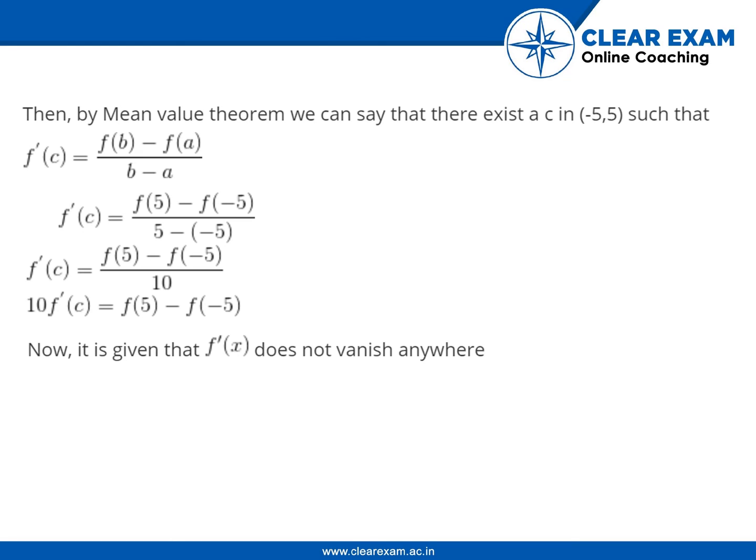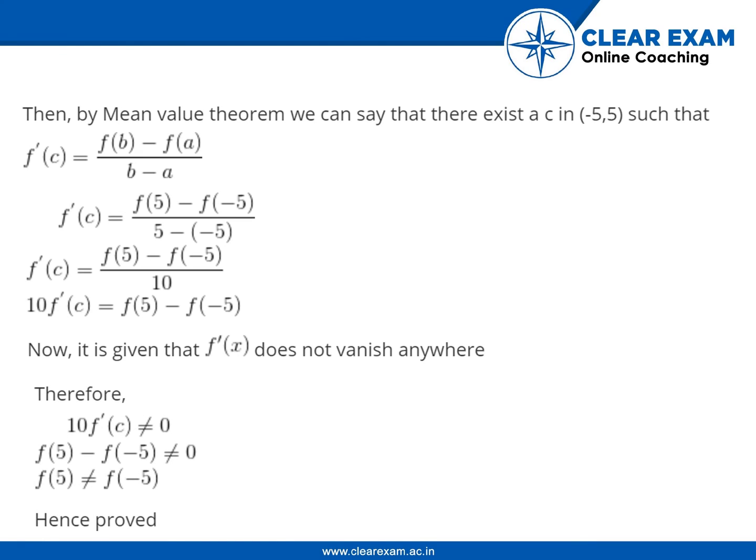Now it is given that f dash x does not vanish anywhere. Therefore, 10 times f dash c is not equal to 0. Therefore, f of 5 minus f of minus 5 is not equal to 0. Hence, f of 5 is not equal to f of minus 5. Hence, proved.